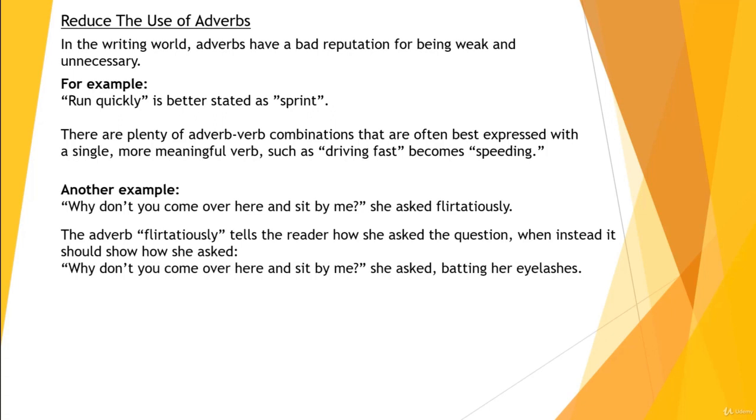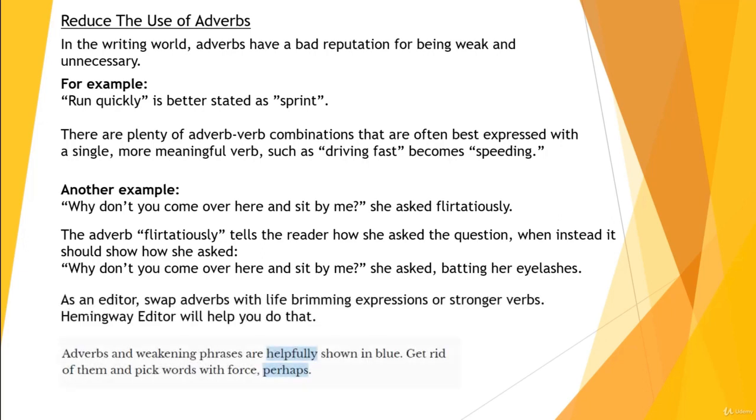Another example. "Why don't you come over here and sit by me?" She asked flirtiously. The adverb flirtiously tells the reader how she asked the question, when instead it should show how she asked. "Why don't you come over here and sit by me?" She asked, batting her eyelashes. As an editor, swap adverbs with life-brimming expressions or stronger verbs. Hemingway Editor will help you do that. As you can see, it highlights adverbs in blue.